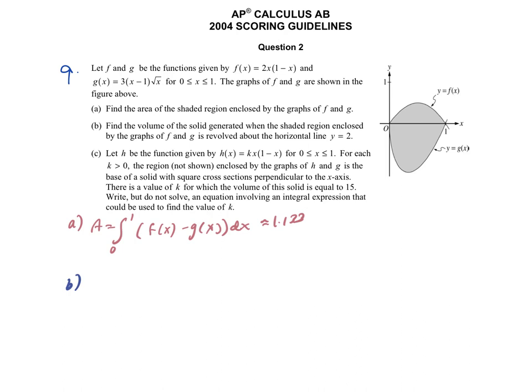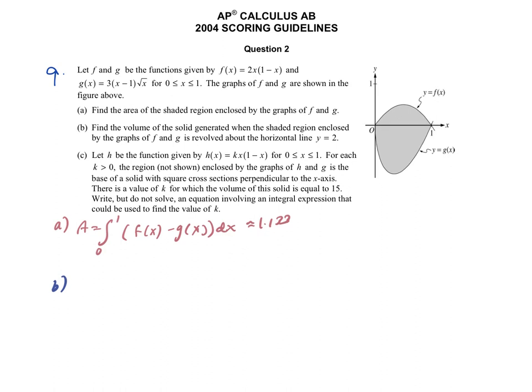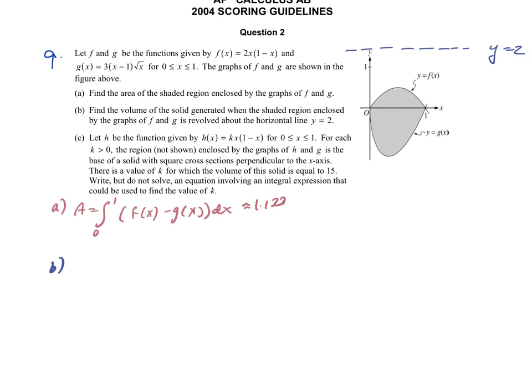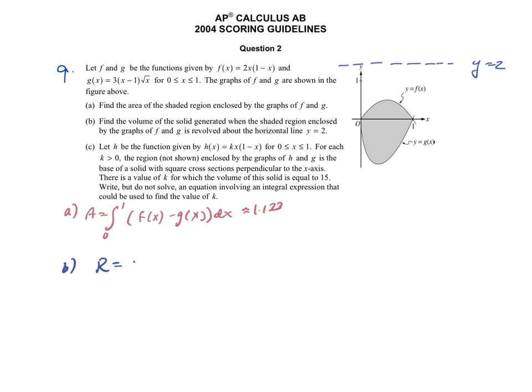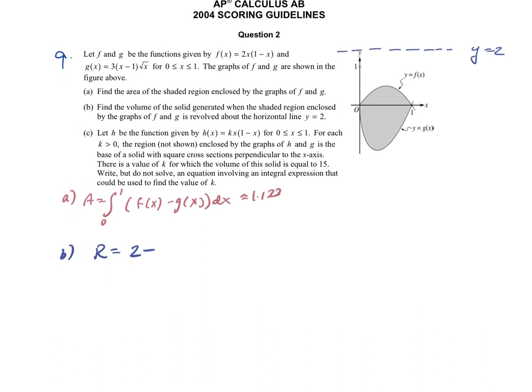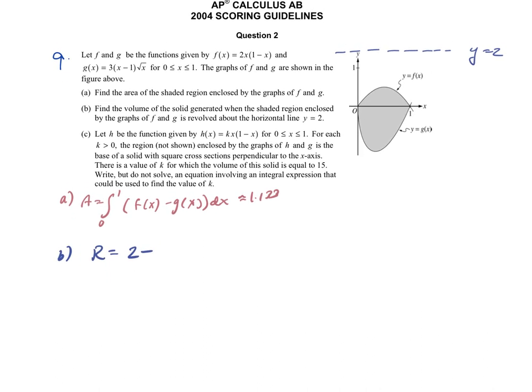All right, for part B, find the volume around y equals 2. So it's way up here. All right, so this is one where I don't really want to show it. We're going to know that it's going to be the big R. So big R, it's going to be the axis of rotation minus the furthest curve. Because there's two curves here, this one and this one. I claim this one is furthest from that line than this one, okay? So it's going to be 2 minus g of x is the big R. And little r is going to be 2 minus f of x, okay?